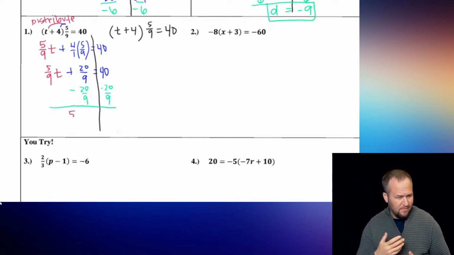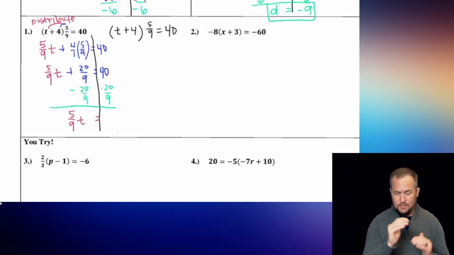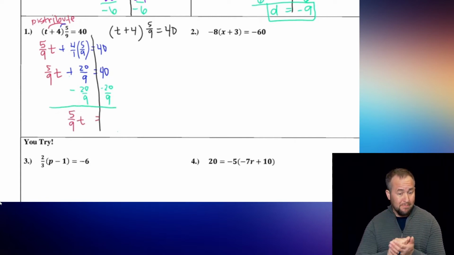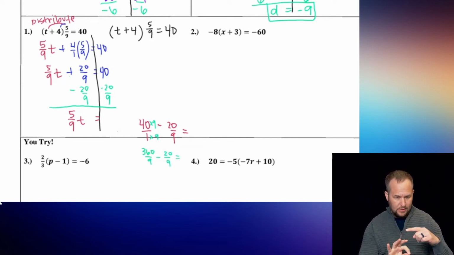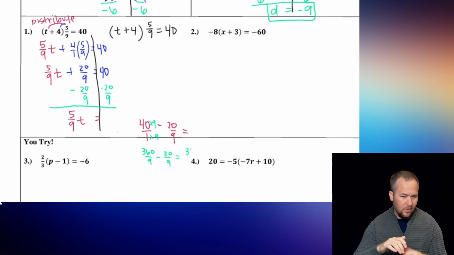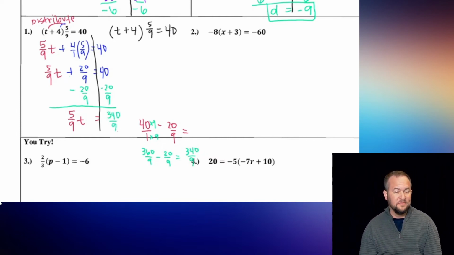So now we have 5/9 t equals, now 40 minus 20/9, if I were to write that out over here, so 40 minus 20/9, we couldn't do because this is like 40/1. So first we need to get a common denominator. I'm going to multiply this one by 9. Same thing up here. So my common denominator is 9. I get 360/9 minus 20/9. When I subtract those two things out, I get 340/9. Holy moly. 340/9.